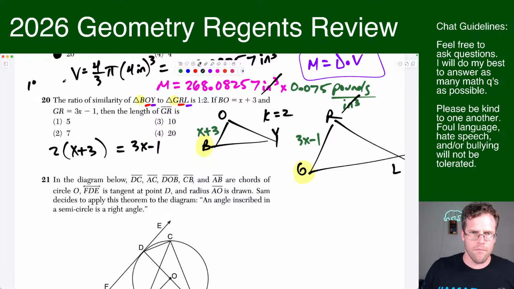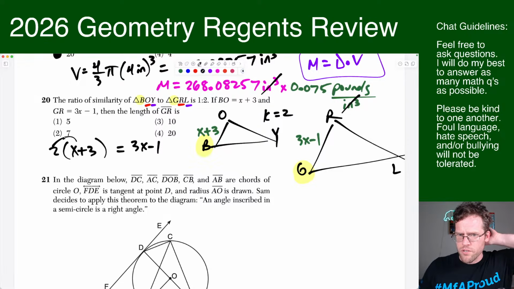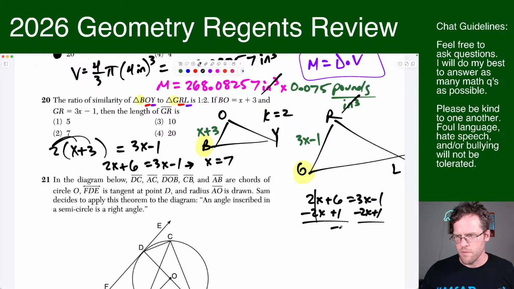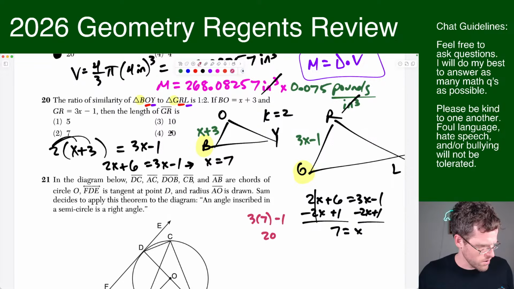So then what we do here is we just distribute. This is 2x plus 6 equals 3x minus 1. This would tell us x is equal to 7. Actually, let me do that off to the side here. And then plus 1, plus 1. So this makes x equal to 7. And then we want the length of GR. So I just plug in x equals 7. 3 times 7 minus 1 is going to give us 20. So 20 is choice 4. Alrighty, so that is that one.